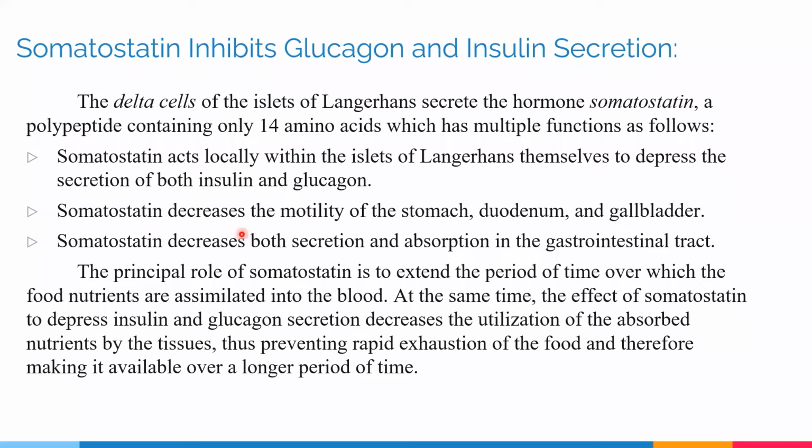Somatostatin decreases the motility of the stomach, duodenum, and gallbladder. Somatostatin decreases both secretion and absorption of the gastrointestinal tract. The principal role of somatostatin is to extend the period of time over which the food nutrients are assimilated into the blood.